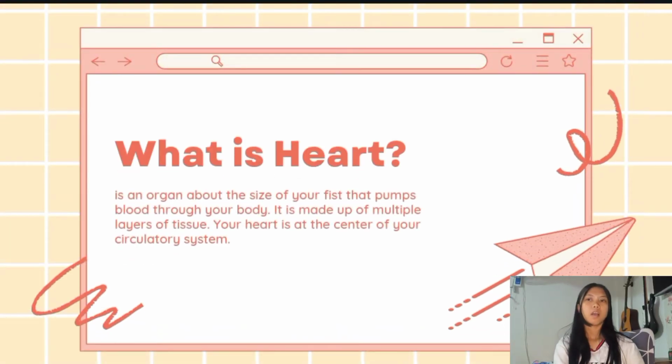What is the heart? The heart is an organ about the size of your fist that pumps blood through your body. It is made up of multiple layers of tissue. Your heart is at the center of your circulatory system.